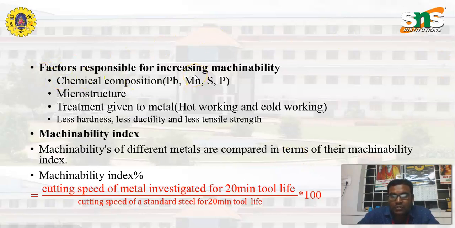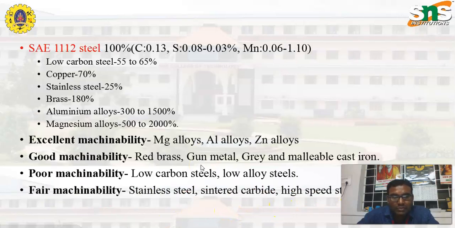Factors which are majorly responsible for the machinability are the chemical composition of the tool and the workpiece, the microstructure of the tool and the workpiece, treatment given to the metal, that means whether it is produced under hot working or cold working conditions, and its hardness, ductility, tensile strength, etc. What is the machinability index? Machinability of different metals is compared in terms of their machinability index. Machinability index is the cutting speed of the metal investigated for 20 minutes tool life divided by the cutting speed of the standard steel for 20 minutes tool life, times 100. This is the percentage machinability index.